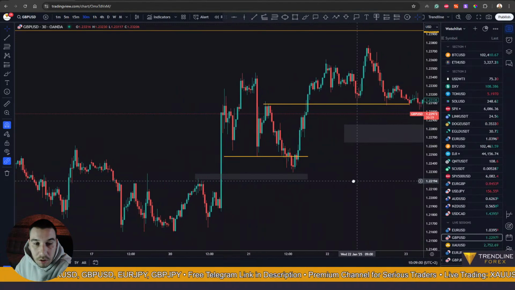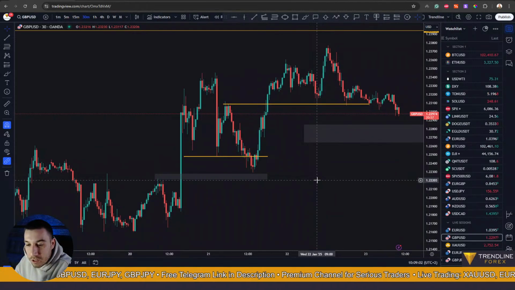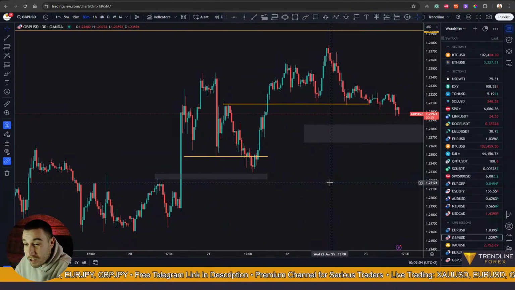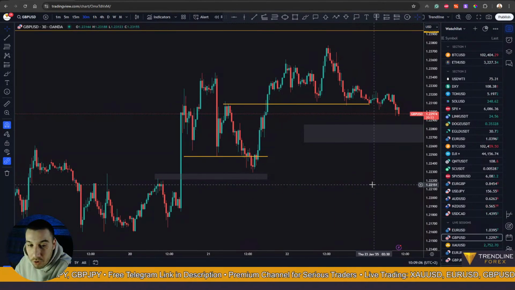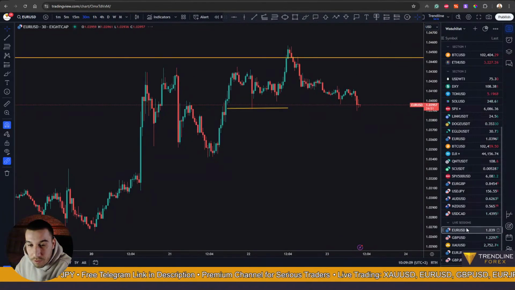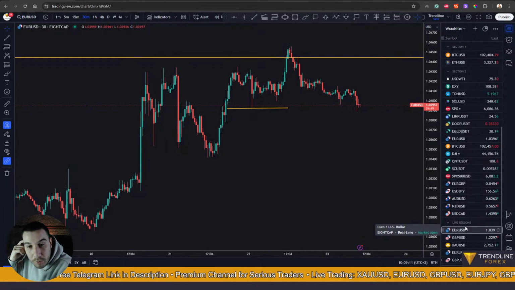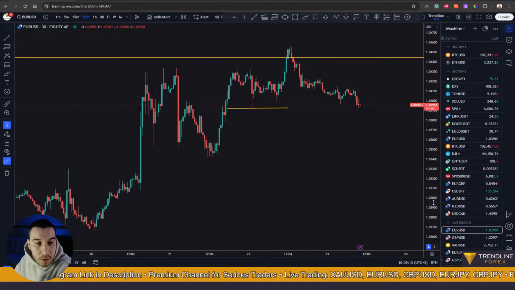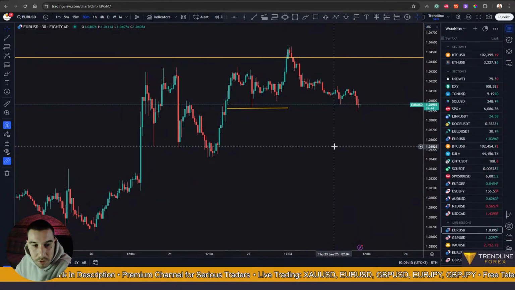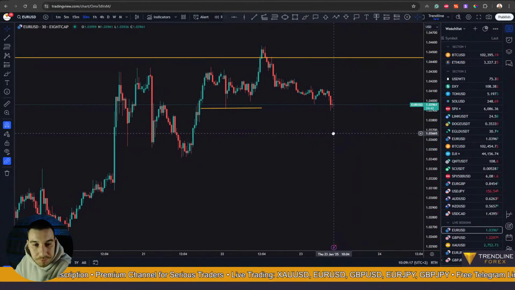And especially, for me personally, especially if that's on pound dollar, because this is probably the instrument that I trade the most, then I don't mind putting on a little bit more risk. But it rarely happens. I don't do it all the time.